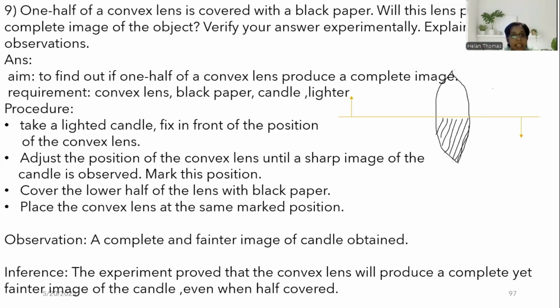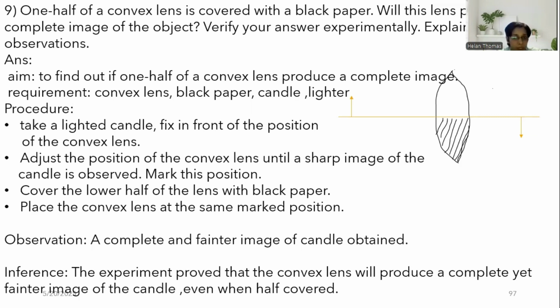You can say, take a lighted candle, fix the position of the object. So here, the aim of the experiment is to find whether the convex lens is producing a complete image. For that, you need a convex lens. You want a black paper so that you can cover half of the convex lens. And you need a candle or a bulb as a light source or the object. And now the procedure will be: take a lighted candle, fix it in front of the convex lens. Now fix the position of the object.